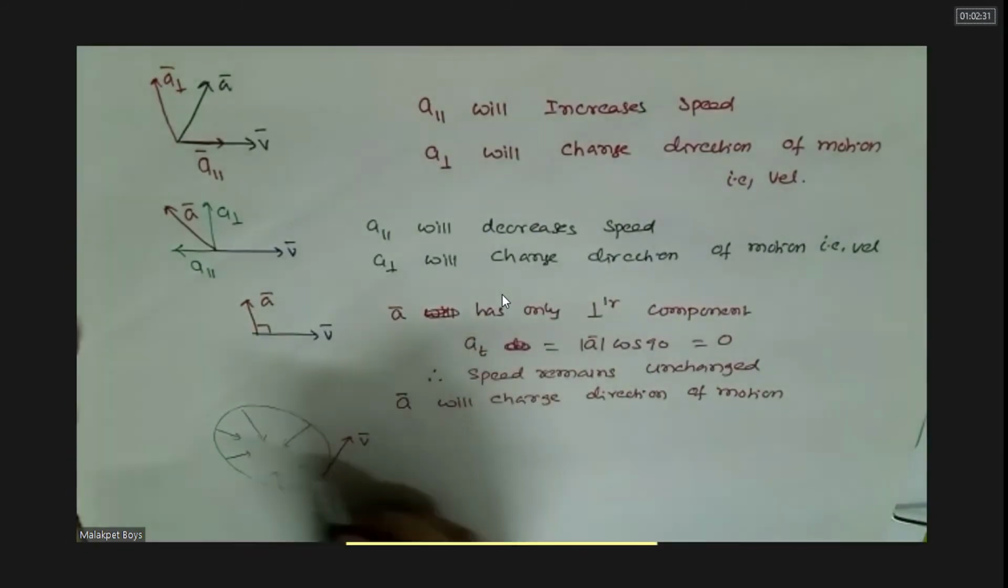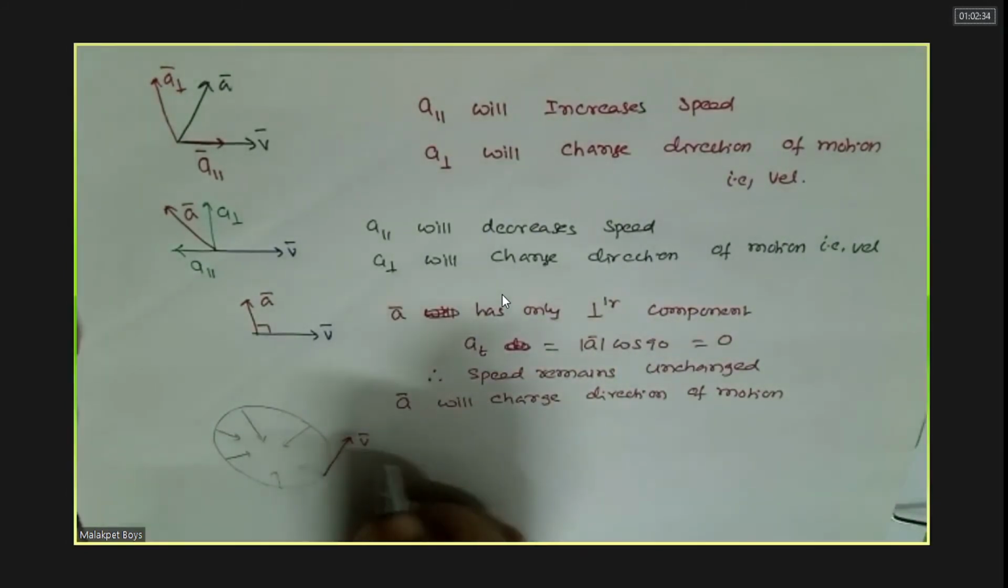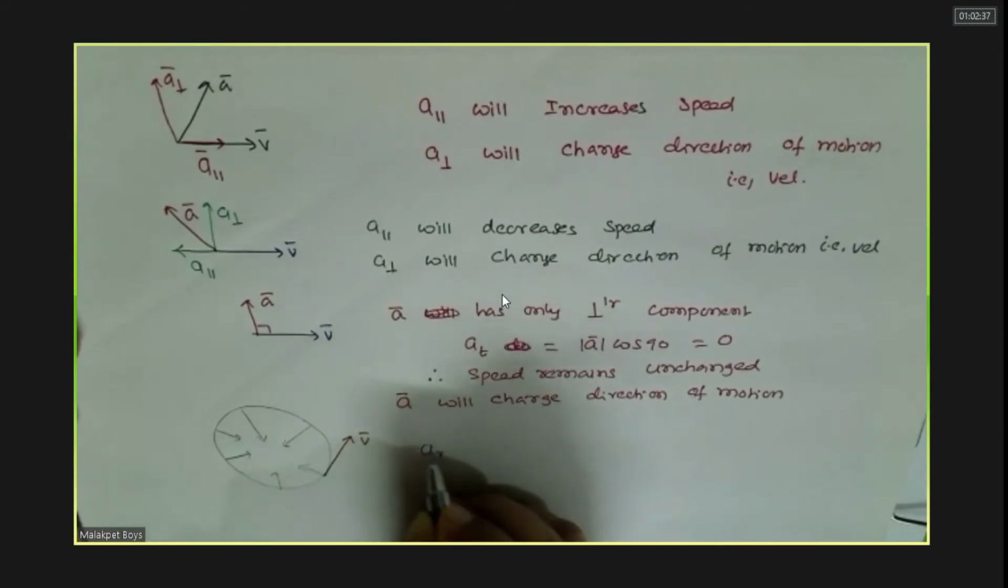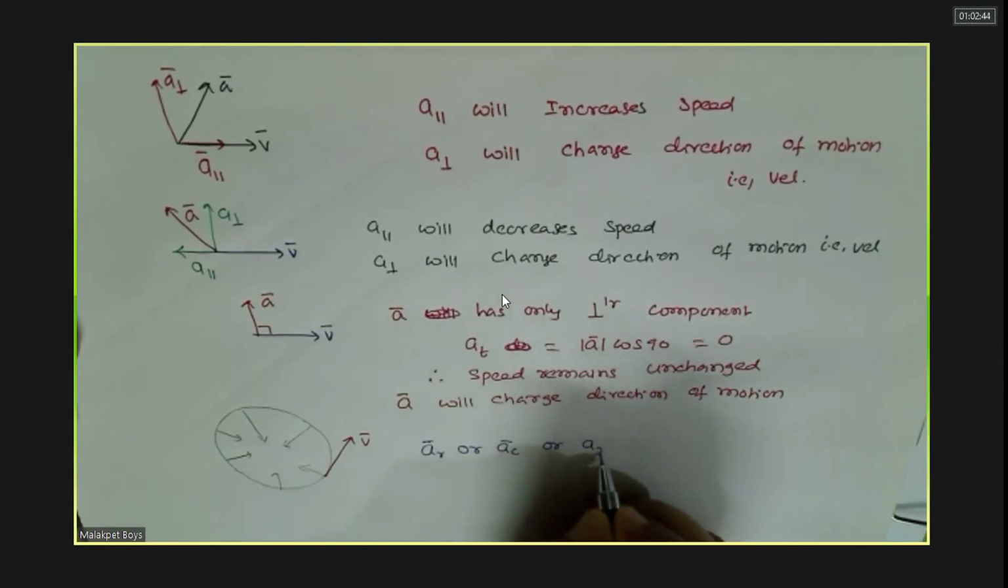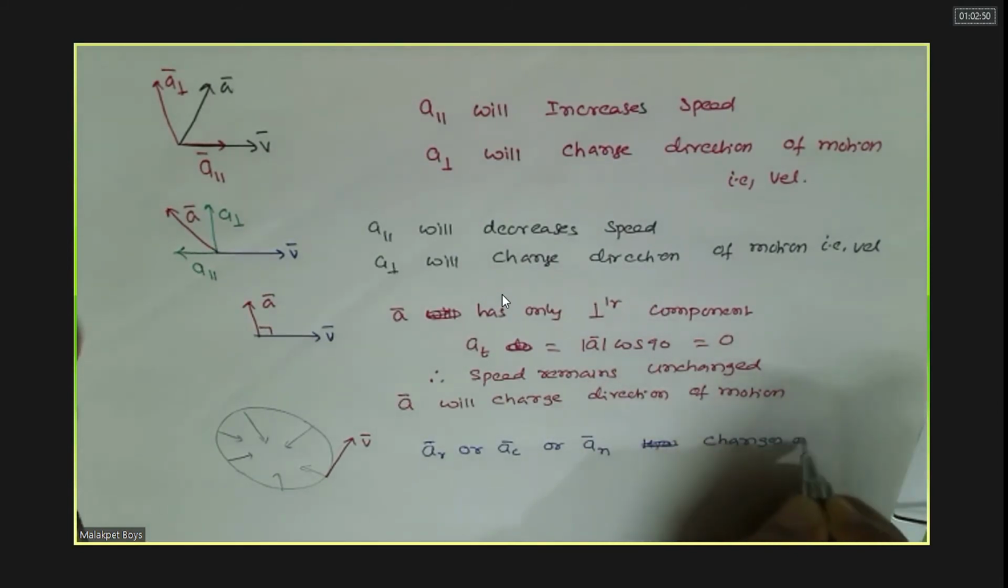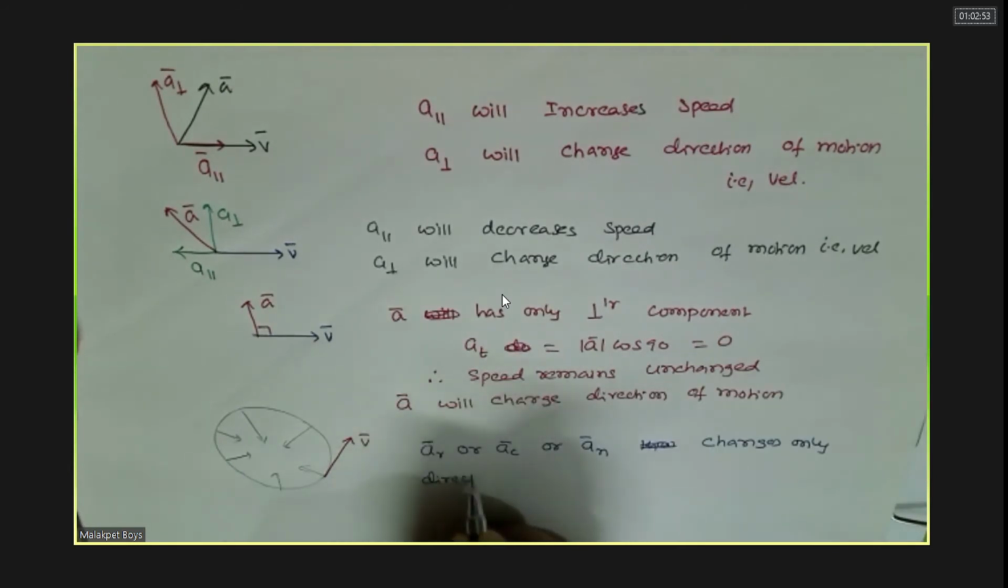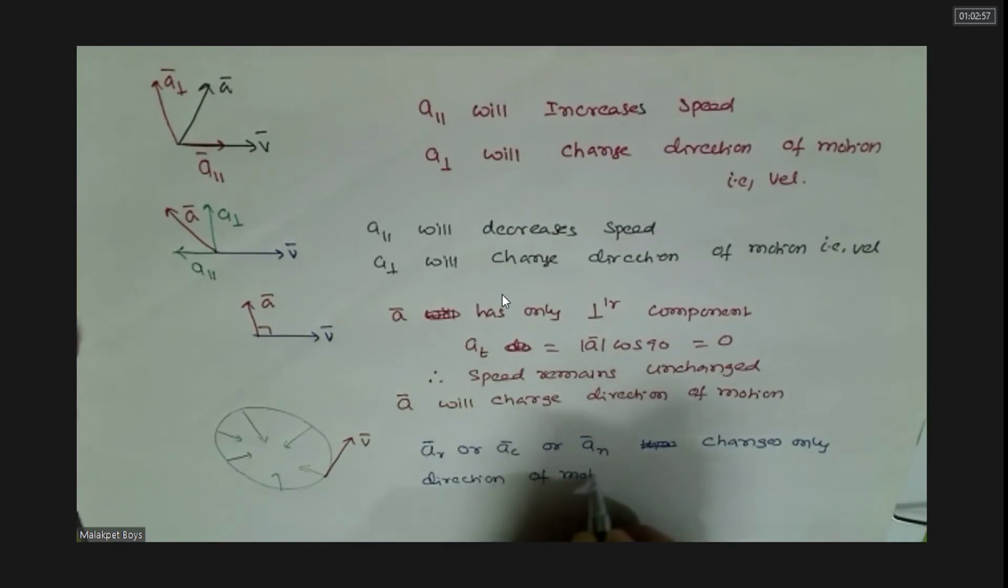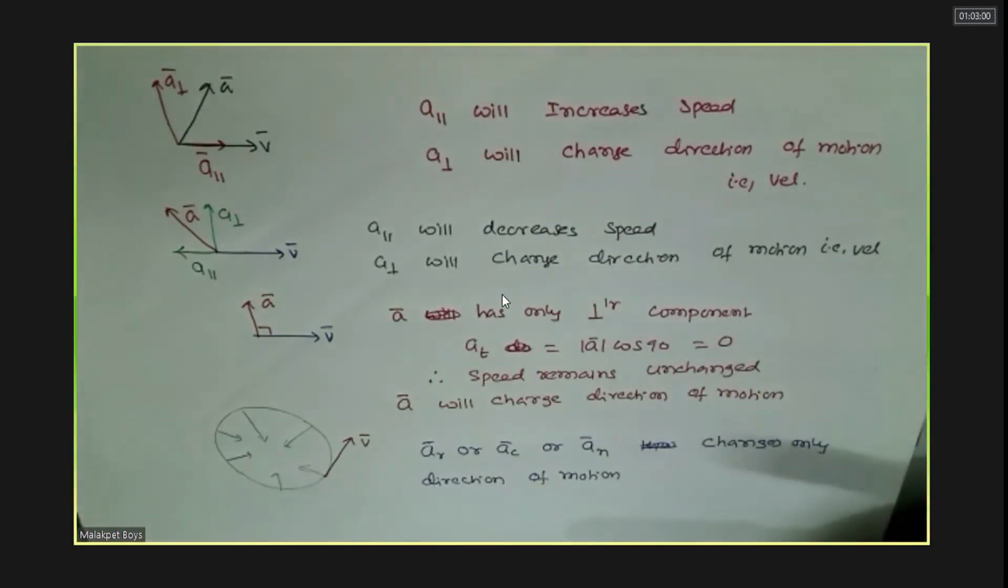Clear? So what does this do? Force will not change speed. That means I can say that AR or AC, centripetal force or AN, what does it do? It changes only the direction of motion, because every body tries to go in a straight line, no? According to Newton's law, a body cannot change its direction by itself. A body cannot increase or decrease its speed by itself. Remember Newton told that? So an external force is required to change the direction of motion, to increase speed or decrease speed. Agreed or not?